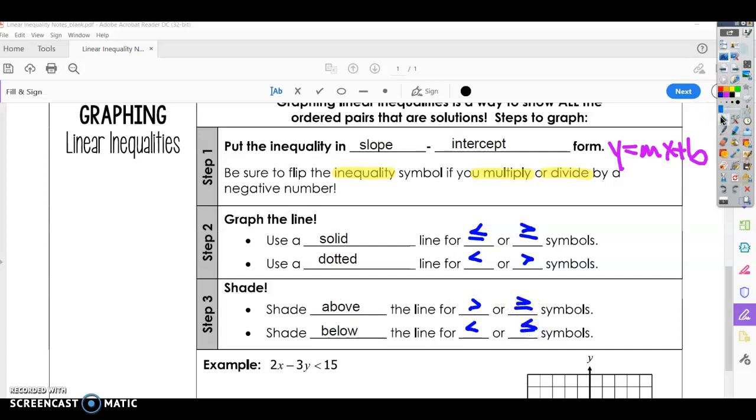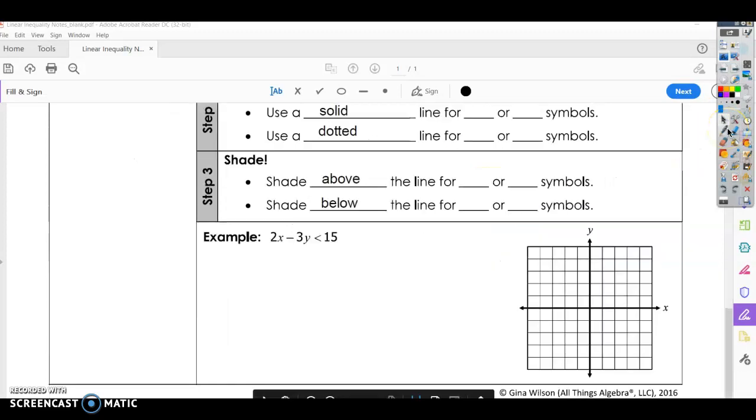All right, so we're going to look at a few examples. An example, 2x minus 3y is less than 15. So the first thing we need to do is solve this just like it's an equation. So remember, you can use a little line if you want to, because when you move across the inequality symbol, it's kind of like moving across the equal sign. You've got to do the same thing on both sides.